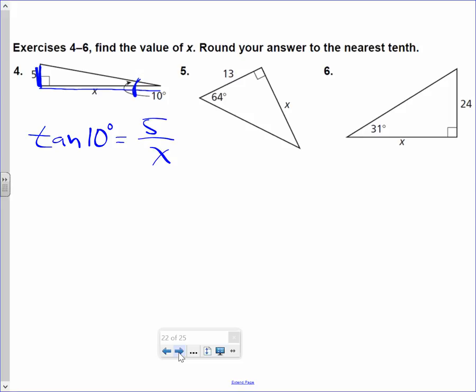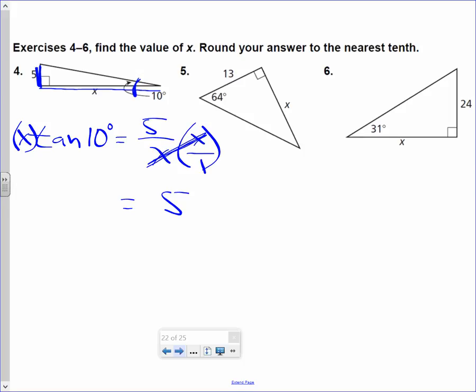Well, let's see. Let's get it out of the denominator. So what I'm going to do is multiply both sides by x. Do that with me. Whatever I do to one side, do the other. Bring down the equal sign. X is the same as x over 1. Look what ends up happening. These cancel out. So all I have on the right side is 5.